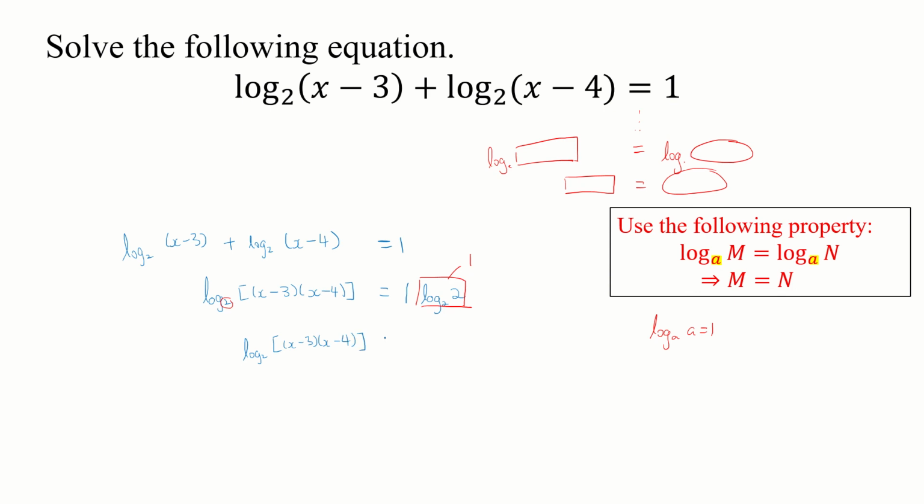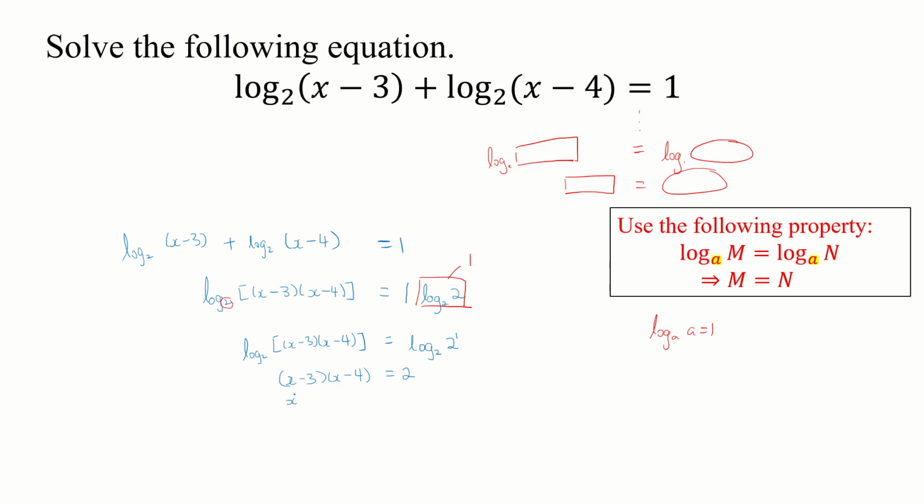But on our right, we can apply the power law, which says that 1 times log base 2 of 2 is log base 2 of 2 to the power of 1. I simply move this 1 upwards. Now you can see it already. We have log base 2 of x minus 3 times x minus 4 on the left. On our right, we have log base 2 of 2 to the power of 1. So now we are in a position to apply this property. So x minus 3 times x minus 4 is equal to 2, because 2 to the power of 1 is 2.